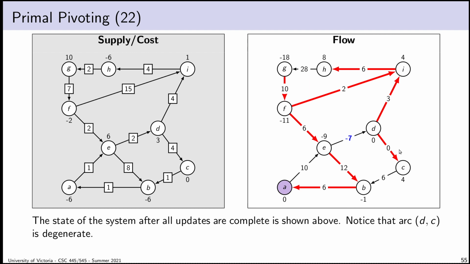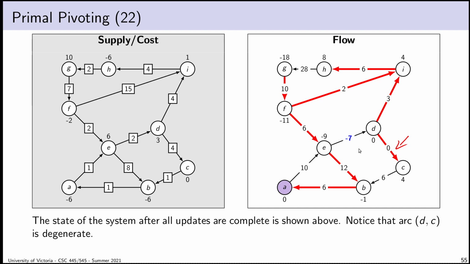Also notice that this arc here, the basic arc DC, is degenerate, which we shouldn't be too surprised about. We know that degeneracy happens sometimes, and hopefully it's no big deal. So this is still not optimal because, although still primal feasible, it is not dual feasible. If you were to compute the total cost of this flow, you would observe that it is in fact less than the cost we had with the previous one before the pivot.